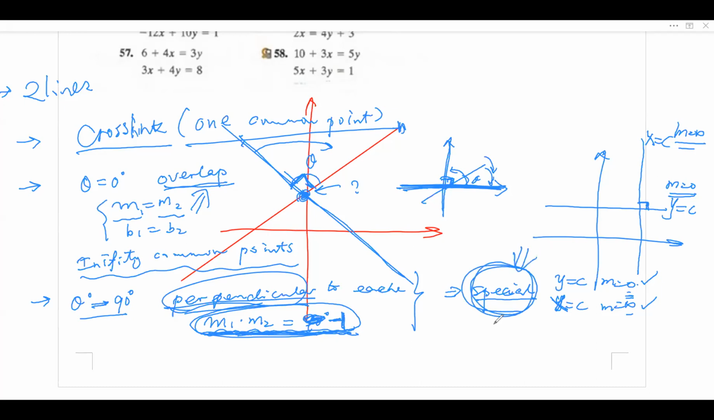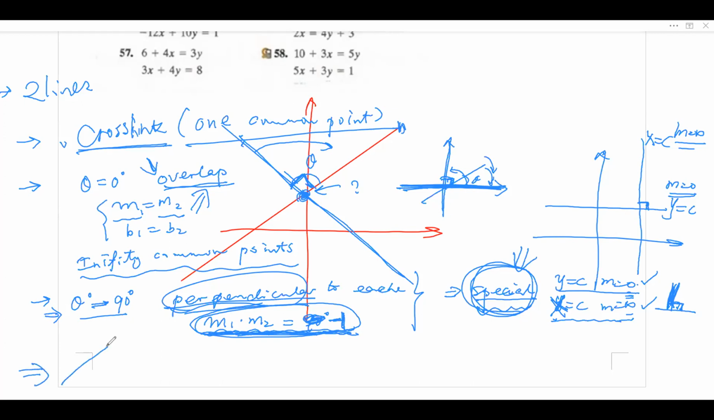So I will add here a special situation: one is a horizontal line and one is a vertical line. The horizontal line's slope is 0, and the vertical line's slope is infinity. These two are still perpendicular to each other. Okay, so this is the crossing situation. When two linear lines cross, most of the time they simply cross, and the special crossing situations are when they overlap and when they are perpendicular.